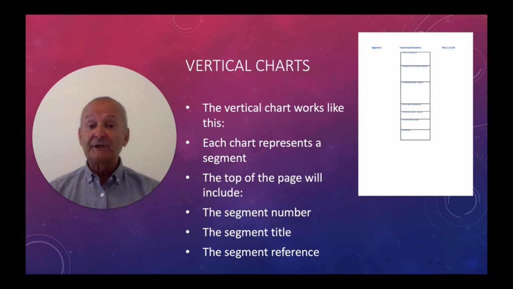So your vertical chart looks like this. Each chart represents a segment. Remember, paragraph titles joined together make a segment. The top of the page will include the segment number, the title, and the reference. That becomes your basic worksheet.